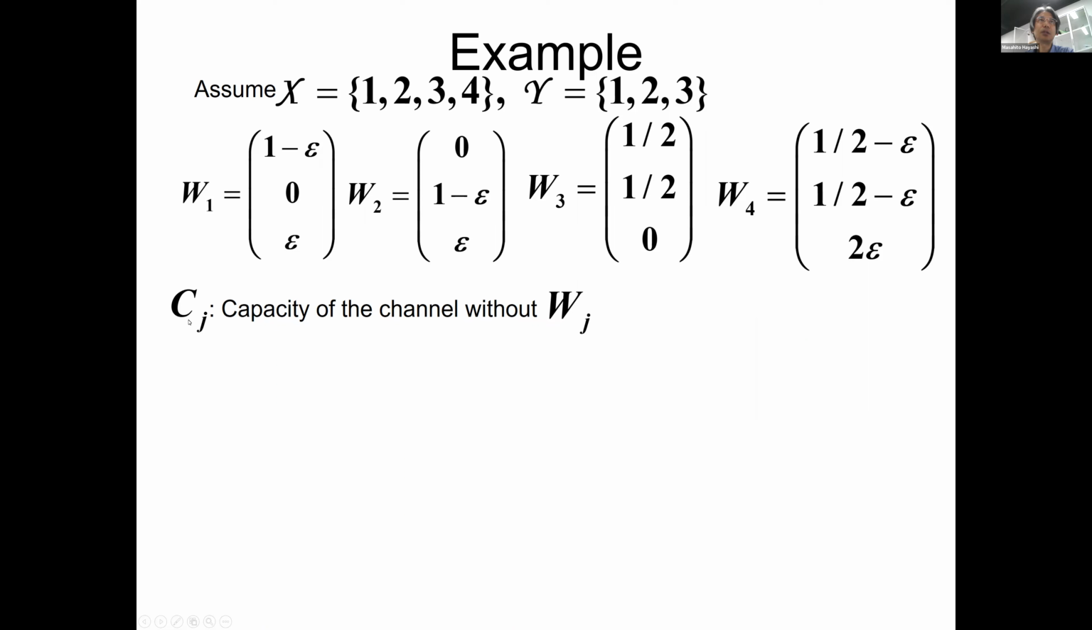For example, in the case of J equal 1, we have 3 input W. Then the channel composed of W2, W3, W4 is written as C1. So in this way, we define Cj. We use this notation to calculate our channel capacity in this model.